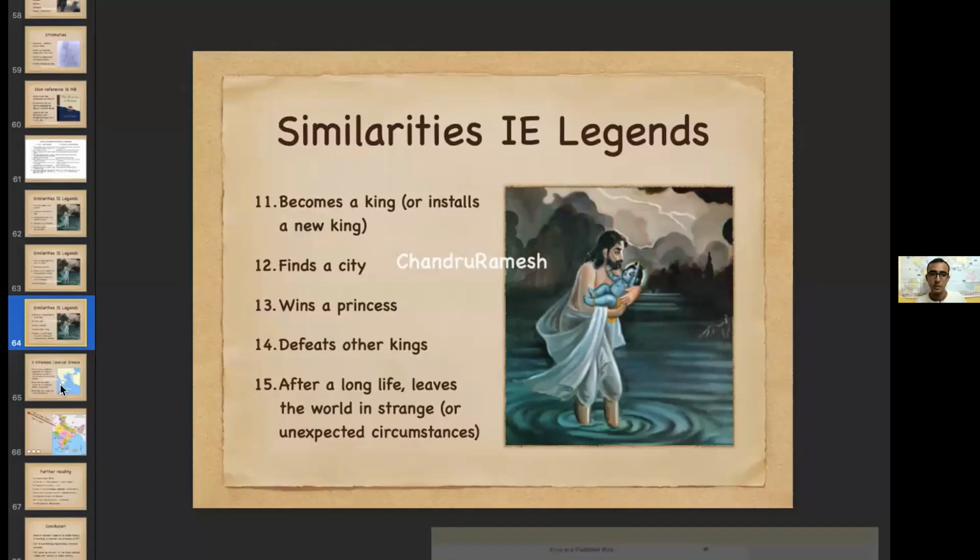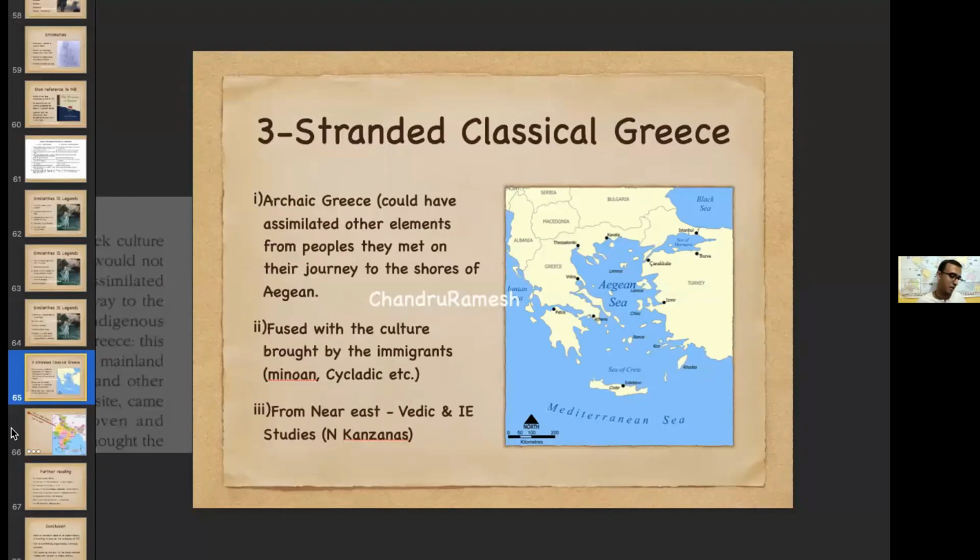So basically, when you see the Greeks, they can be split into 3 branches. The archaic Greece, which is the ancient Greece, which could have assimilated other elements from people which they met on their journey to the shores of the Aegean Sea. And the Greeks could also be fused with culture brought by immigrants like the Minoans, etc. And Greeks could have also been influenced from Near Eastern cultures like the Vedic and Iranian, etc. So this is from the books of Nicholas Kazanas, Vedic and Indo-European Studies.